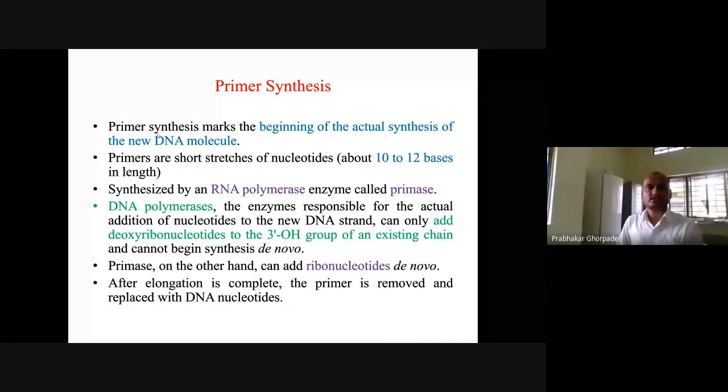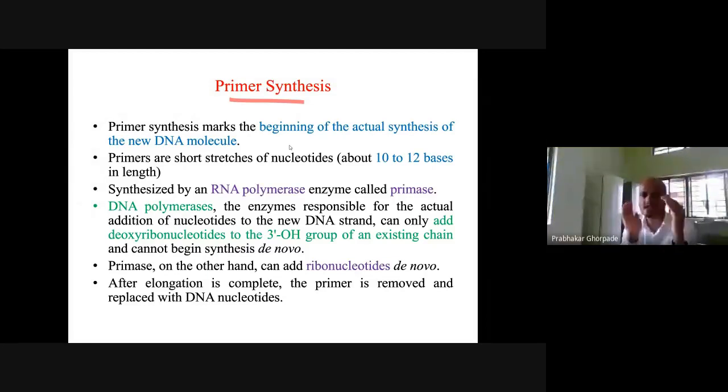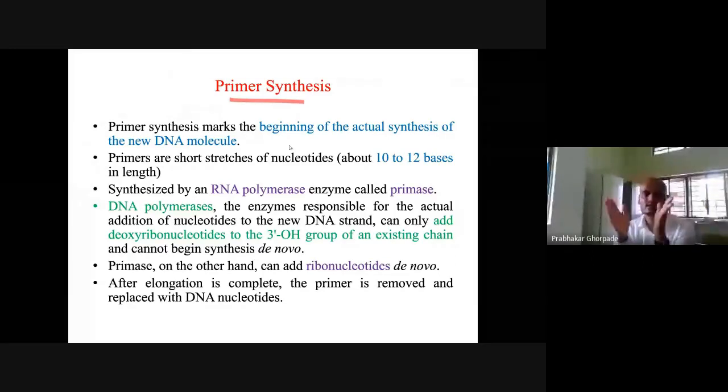Now the primer synthesis event. Primer synthesis marks the beginning of actual synthesis of DNA molecules. Now, what happens is that we have DNA, and we have made the DNA replication bubbles. Okay, that replication fork has been formed. So right now you consider one side of replication. So this has formed, okay, with the helicase enzyme. Now what? Now we need primer synthesis on this strand. So primer synthesis marks the beginning of actual synthesis of the new DNA molecule.